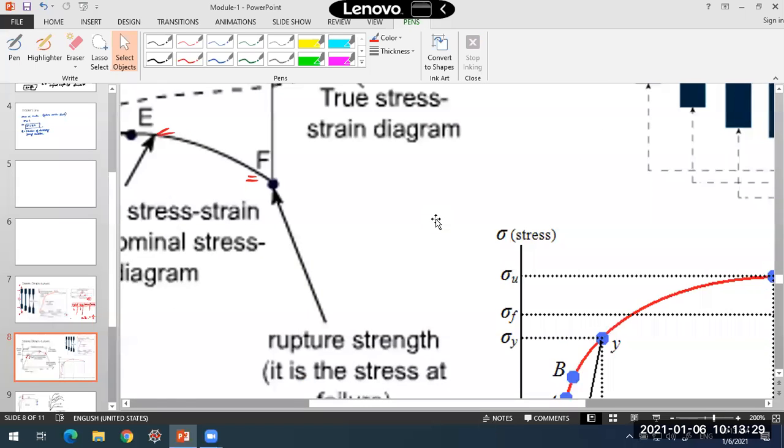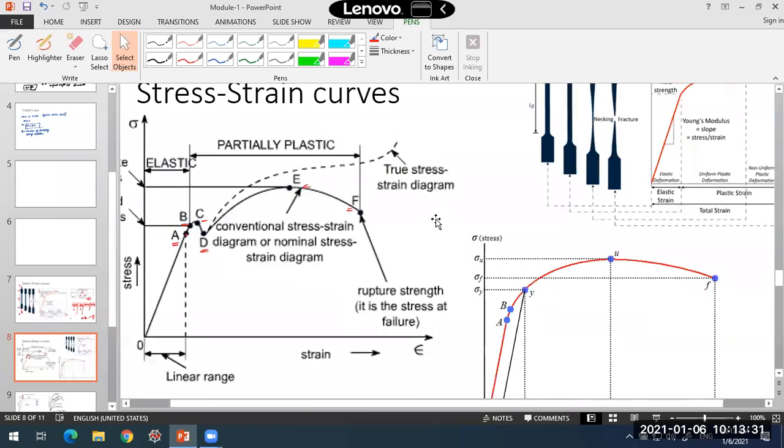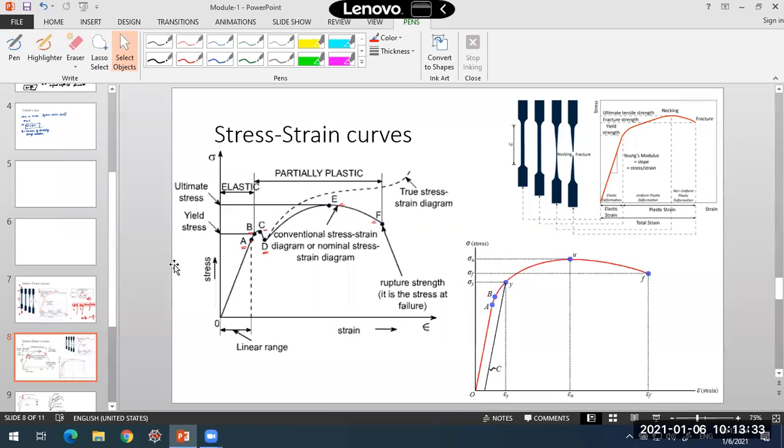Okay, so that is a yield point. That is where yielding will start. Yielding in the sense you will not be able to recover any deformation in the specimen. Within this range, A and B, is the elastic range. Beyond point B, I will not be able to recover the deformation that takes place in the specimen, or in the member.